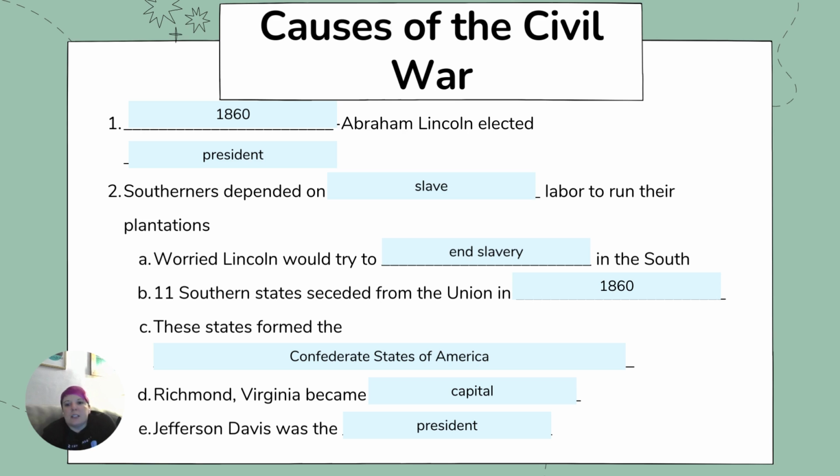So, Abraham Lincoln was elected president in 1860. Southerners who depended on slave labor to run their plantations were afraid that the new president would try and end slavery in the South. As a result, 11 Southern states seceded, or formally withdrew from the Union, in 1860 and 1861. These states formed the Confederate States of America. Richmond, Virginia became the capital, and Jefferson Davis became the president.